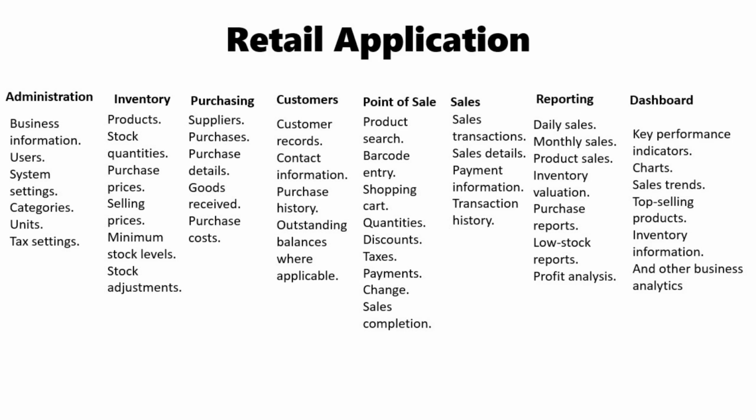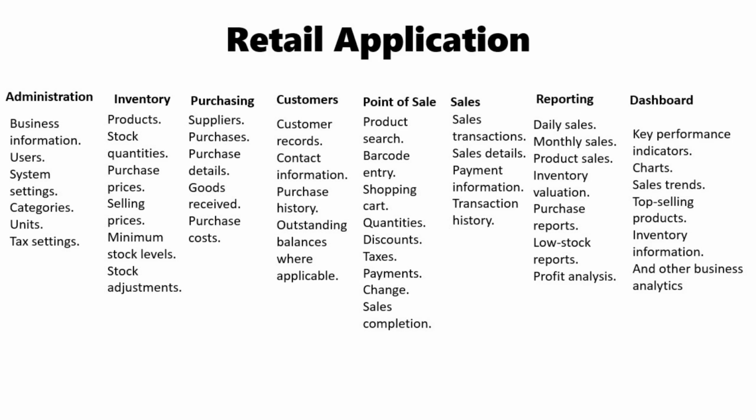The inventory section will include products, stock quantities, purchases, prices, selling price, minimum stock levels, and stock adjustment. Purchasing. This will include suppliers, purchases, purchase details, goods received, and purchase cost. The customer section will contain customer records, contact information, purchase history, and outstanding balances where applicable.